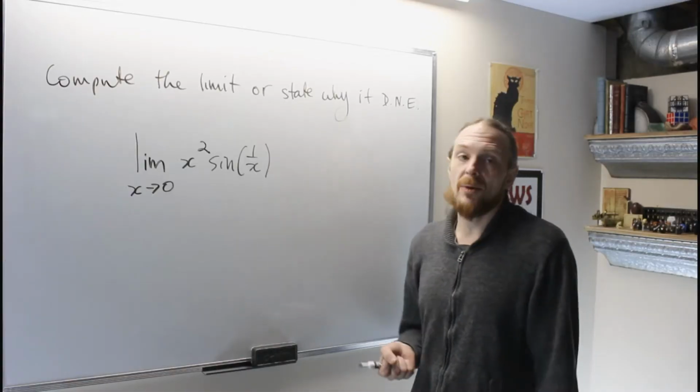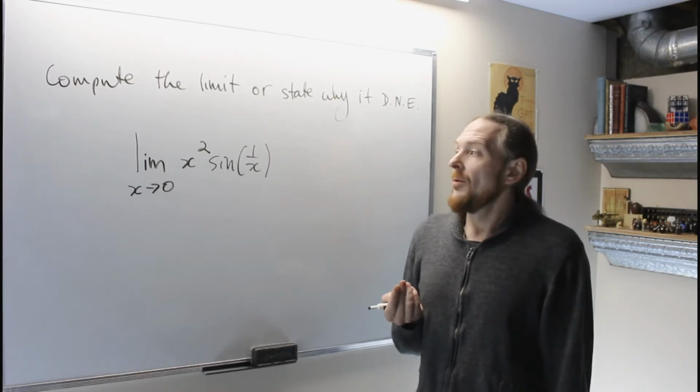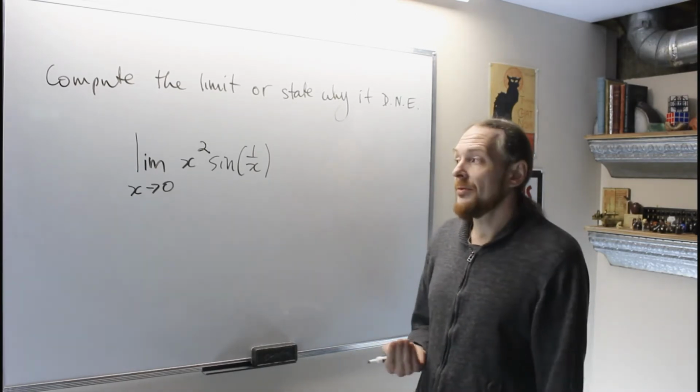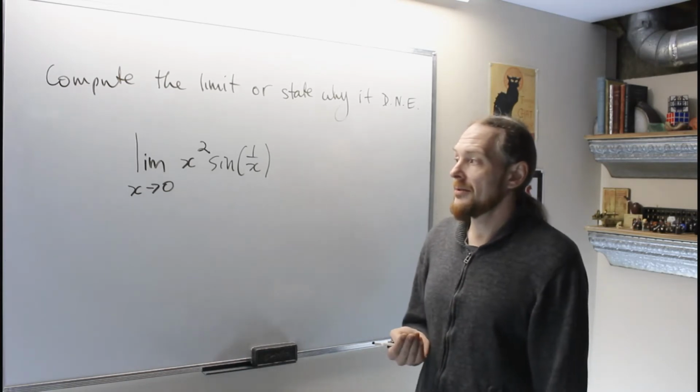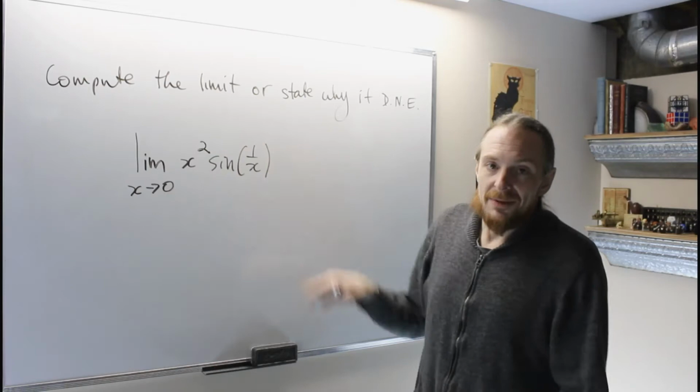Compute the limit or state why it doesn't exist. As we get more and more complicated functions, we need to use different strategies and different theorems to try to tackle these. So the first thing I see is now we have different kinds of functions in here.